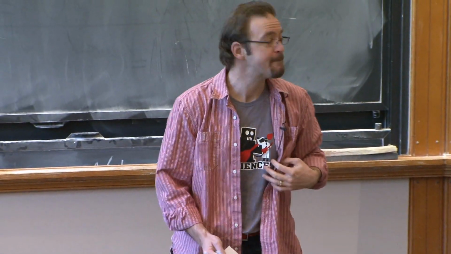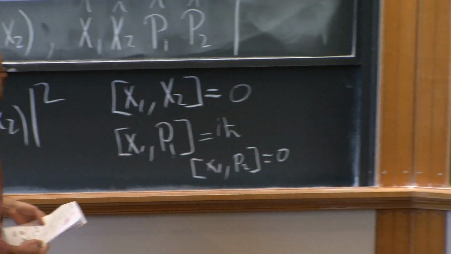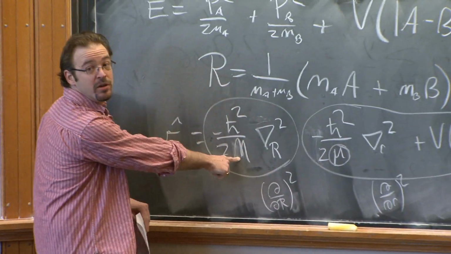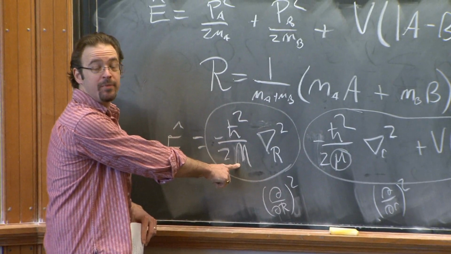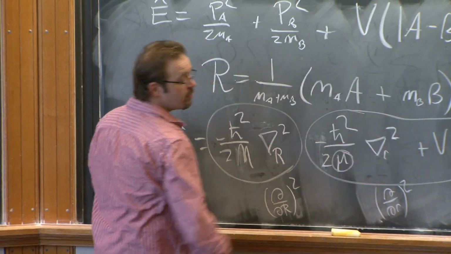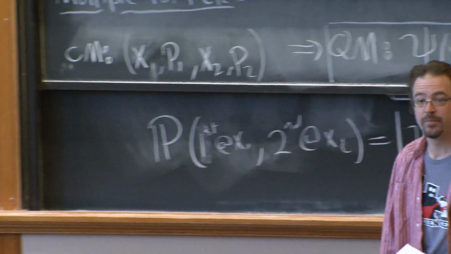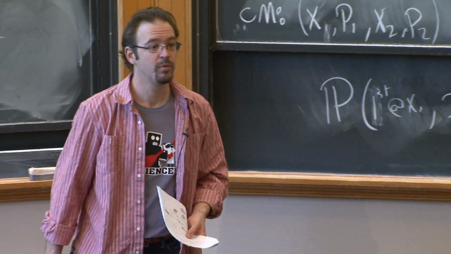Yeah. What's that symbol under the first term? H bar squared over... this one, m, it's the total mass, ma plus mb. And this one is the reduced mass, ma mb upon ma plus mb.